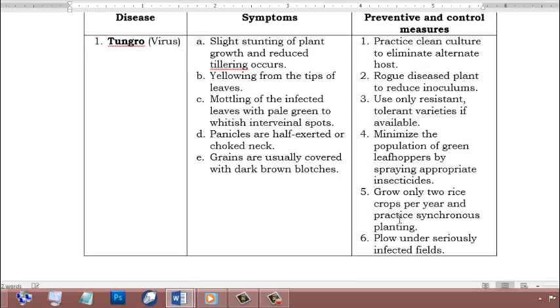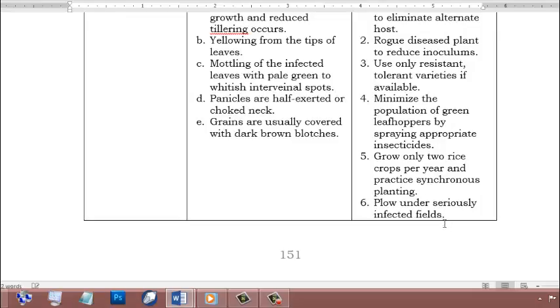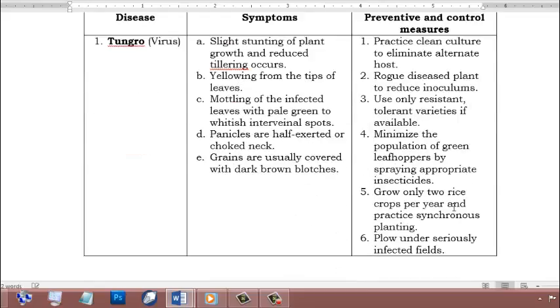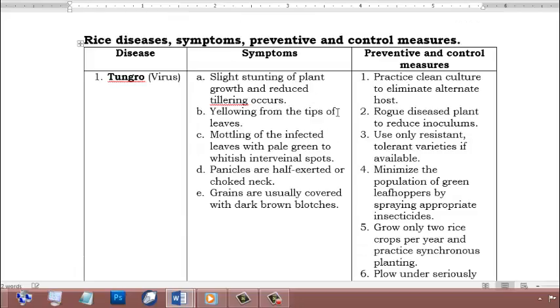Grow only 2 rice crops per year and practice synchronous planting. Synchronous means sabay-sabay, so that when we get rid of the pests, we get rid of them in chorus, all of us. So there's no way that the insects or other diseases may not be controlled. Plow under seriously infected fields. So these are the preventive and control measures that could be done to eradicate tungro.